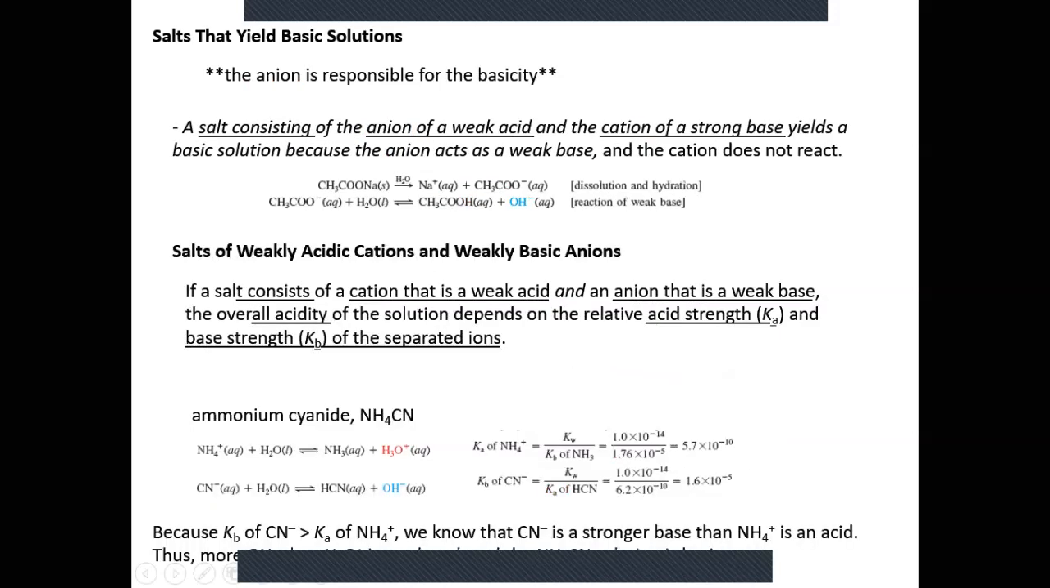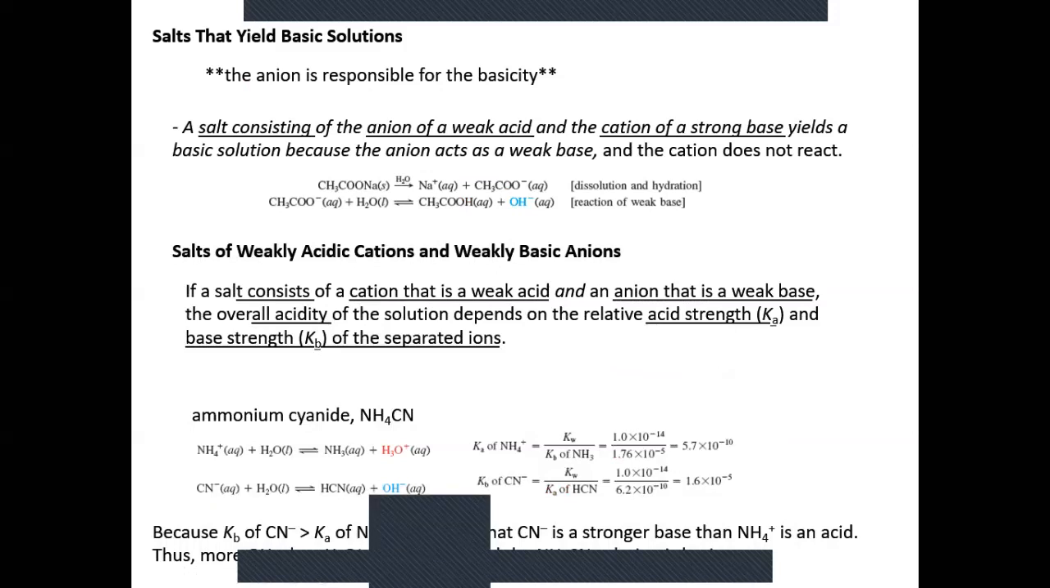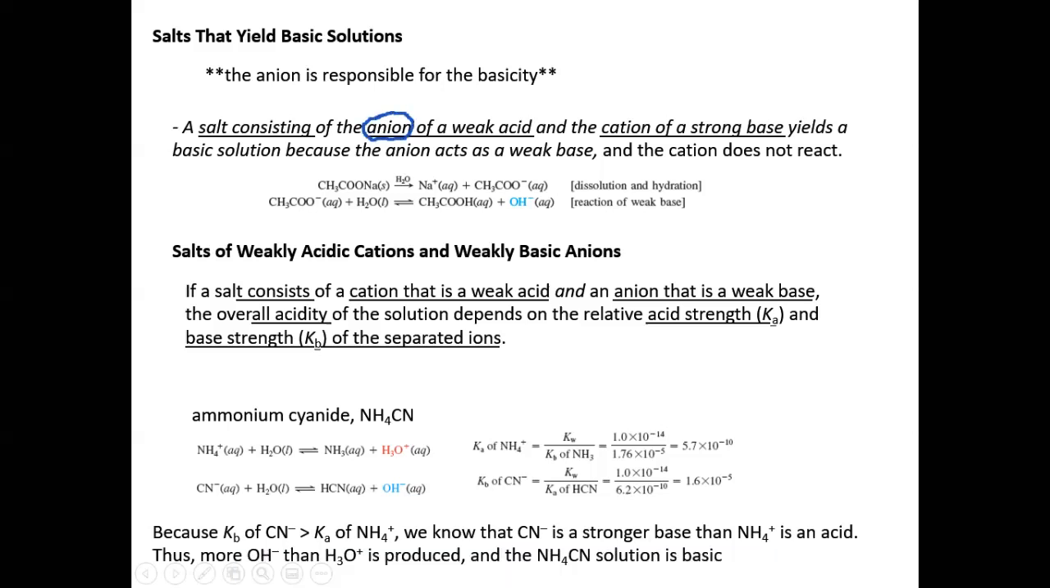Now it's the anion that's responsible for the basicity of a solution. So what you want is a solution that contains the anion of a weak acid. So you want a salt that has an anion of a weak acid. And I'll give you some examples of weak acids. There's a whole slew of weak acids like HF, HNO2, HClO. All of these are weak acids.